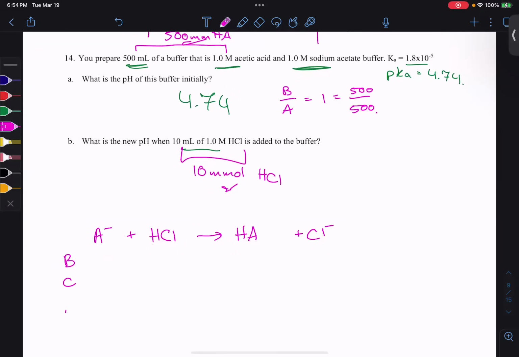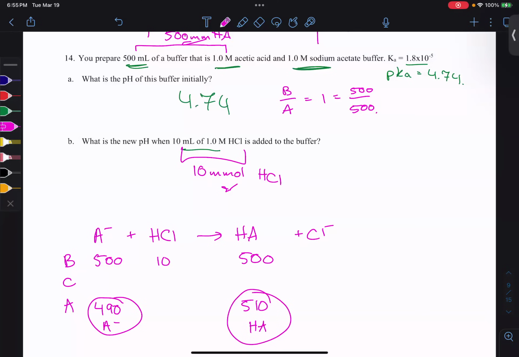So when you do your BCA table, think about this. Our buffer initially has 500 of A minus, 500 of HA. We're adding 10 milliliters of HCl. So what are the new numbers after this neutralization reaction? We have 490 millimoles of A minus, and now we have 510 millimoles of HA. This is how a buffer works. When we add acid, instead of going directly into changing the pH like crazy, what we're doing is just changing the base to acid ratio a little bit so the pH doesn't change that much.